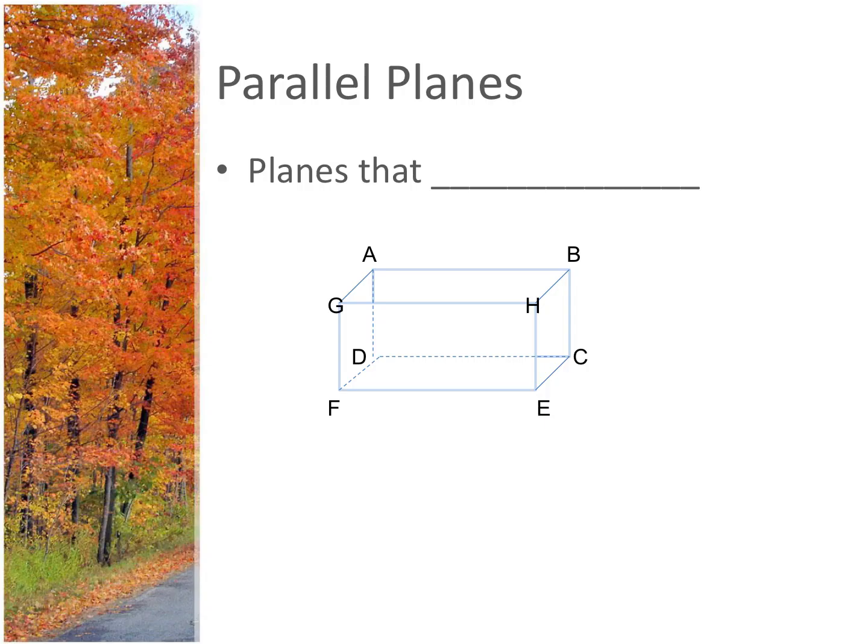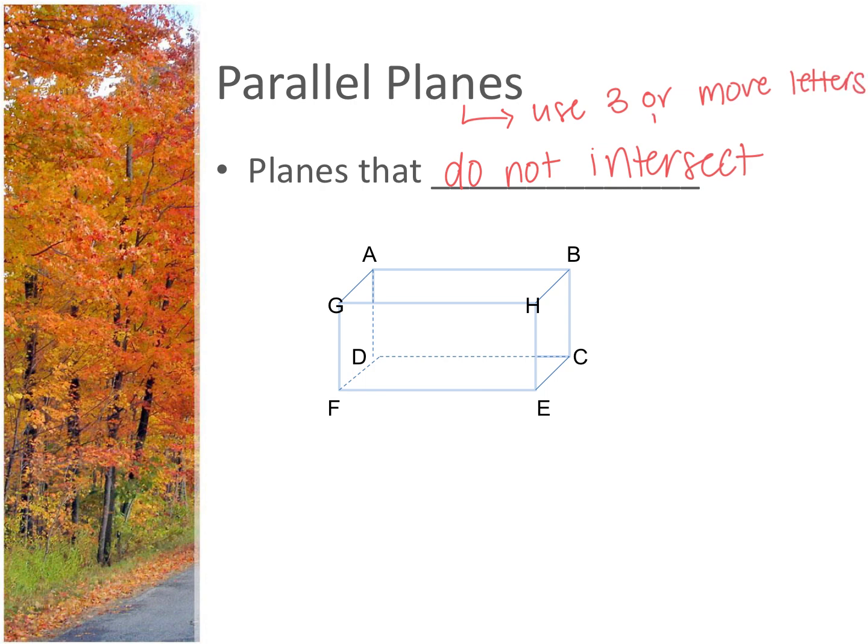All right, parallel planes. We should know what a plane is. Planes that do not intersect. Okay, parallel planes are planes that do not intersect. So you have to remember how to name a plane. If you forgot, please make a note of this, write it somewhere. When you're naming a plane, you use 3 or more letters to name it. Okay, highlight that to make sure you know it. If you name it with just 2 letters, you're not naming a plane. You're naming more of a line or a segment. Okay, so you have to have 3 or more to name a plane.